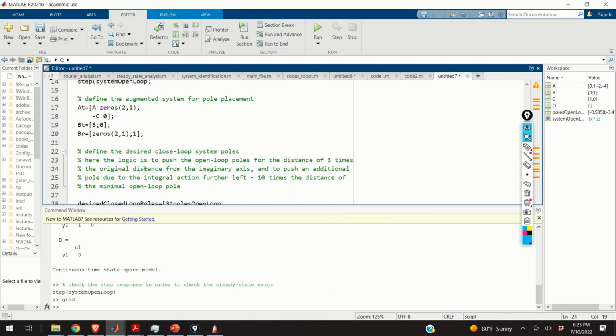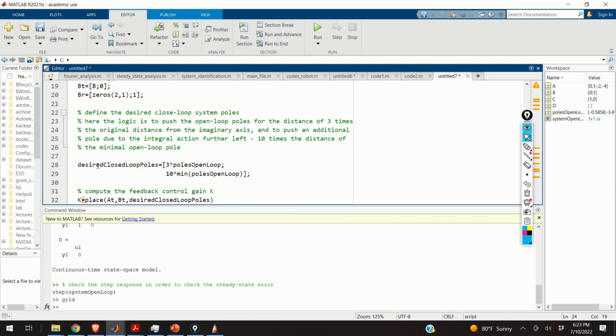Okay, now let us define the desired closed loop poles. So let's see what's happening over here. These are my desired closed loop poles, and I assign them to be 3 times the poles of the open loop system. So what I'm doing here is shifting my open loop poles more to the left in order to ensure that the transient response of the system is faster compared to the open loop system.